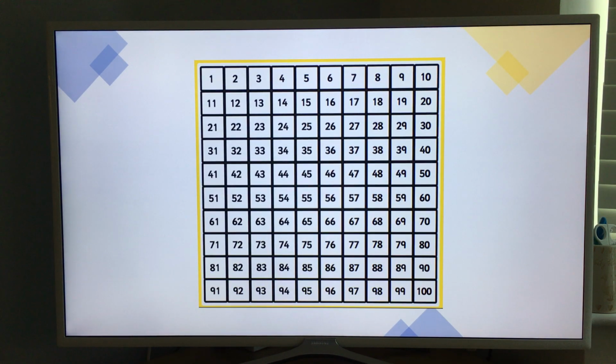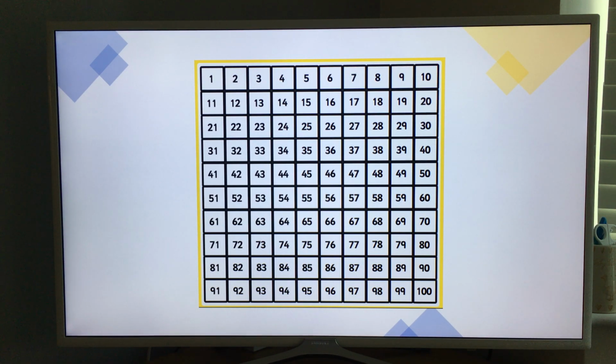Also this week, we're going to be looking at the hundredth square, so finding numbers using the hundredth square. Children in school will have a printout of this. Children at home, if you've got a printer that's got ink in it, then it'd be great if you could print one out. But if not, just look at it on the computer screen, that's absolutely fine.